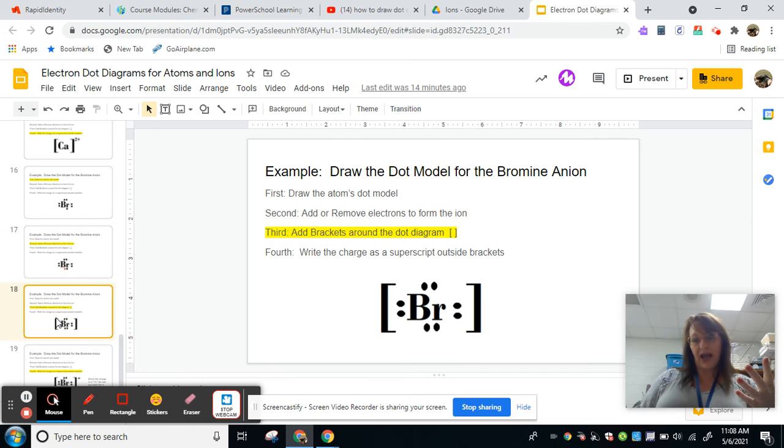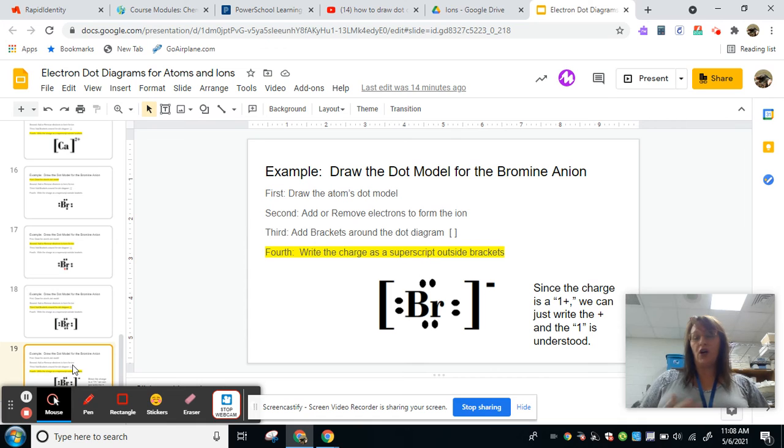Okay, then I've got to add brackets because it's an ion, not an atom. And I've got to figure out the charge. So since it gained 1 electron, it gained something negative. The charge would be 1 minus. Now, you don't have to write ones as charges. They're understood. You can just write the plus or minus, and everybody knows that that means 1. Okay, so we've looked at 2 examples. We looked at forming a cation, that was our calcium ion, and we've looked at forming an anion, that's our bromine ion. And one more thing about anions.